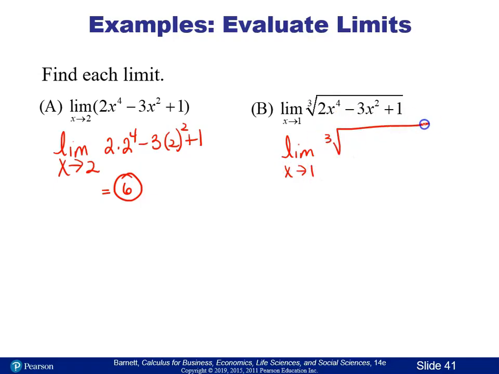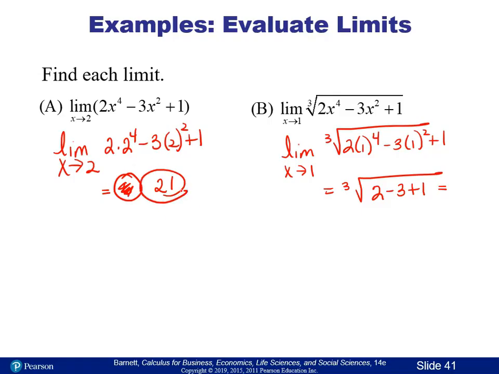So that's going to be the cube root of 2 times 1 to the 4th minus 3 times 1 squared plus 1. So I'll have the cube root of 2 minus 3 plus 1. And actually, I just realized this would not be 6. This would be 21. I looked at the wrong answer on my paper there. So this one would be the cube root of 0, which is in fact 0.